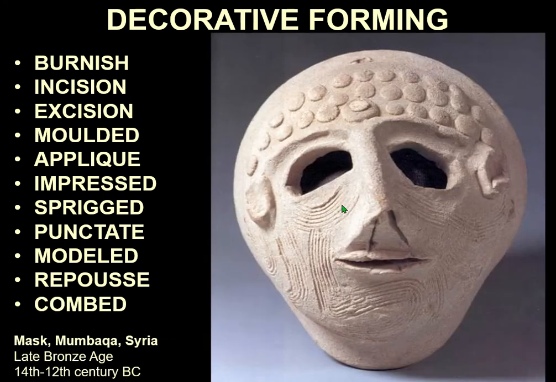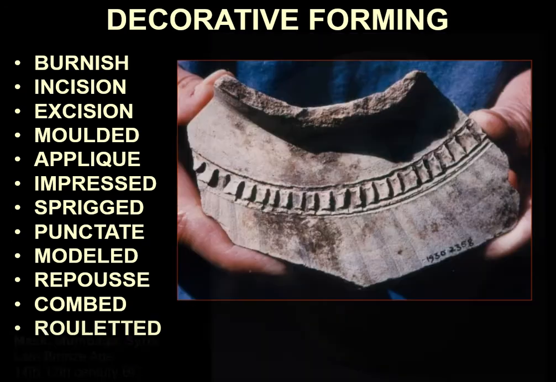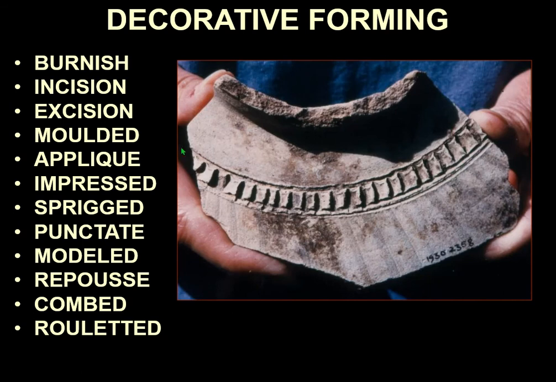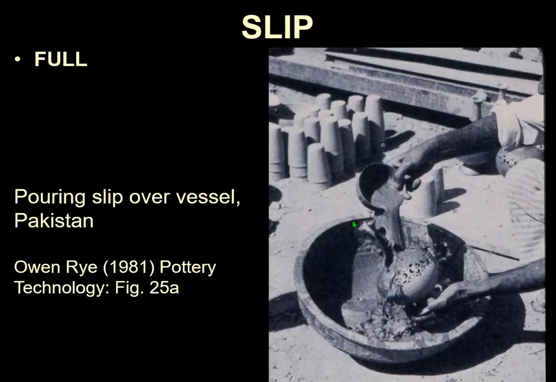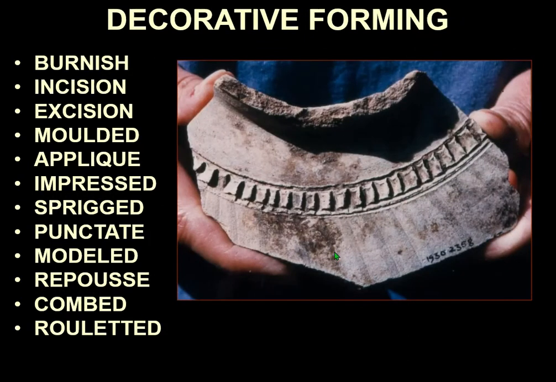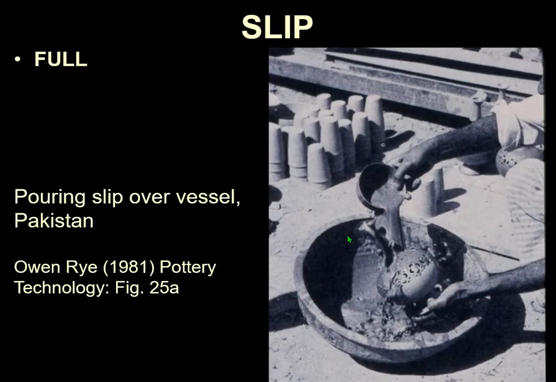And combing. So here there's definitely a comb, and they've combed the outside. So it's a form of incision, but you're using a comb instead of just one line at a time. And rouletting: somehow you've got something round and you've rolled it around on the outside to make a design. So you have all these types of forming. But this is decorative forming, not construction. And slip is another important thing. And so this is slip.